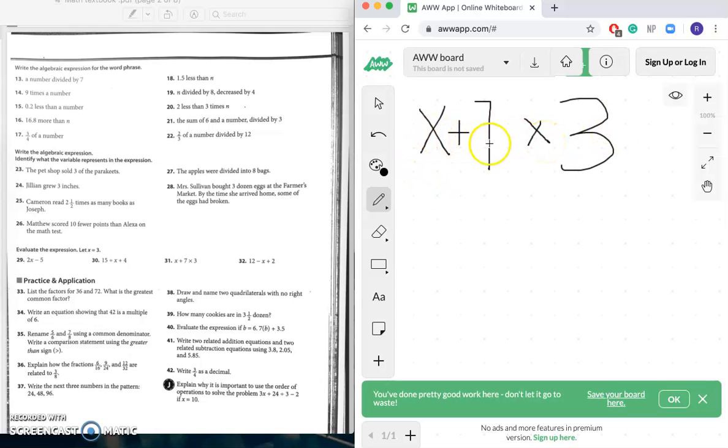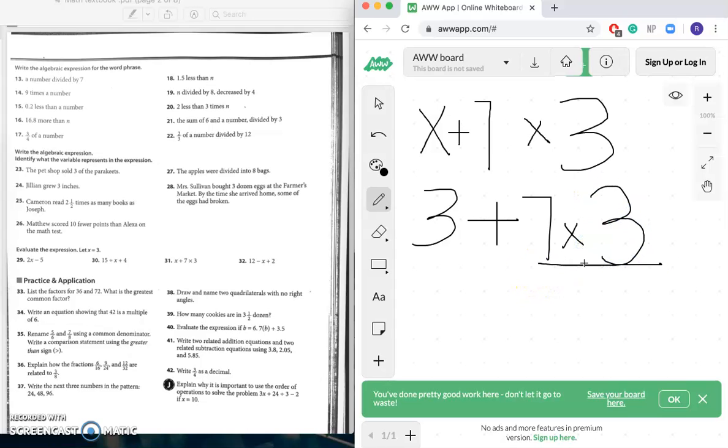So x plus 7 times 3. We're going to substitute x with 3. So it's actually 3 plus 7 times 3. And if you remember from our order of operations, we always multiply before we add. So 7 times 3 is 21. 3 plus 21 is 24. And that is our answer.